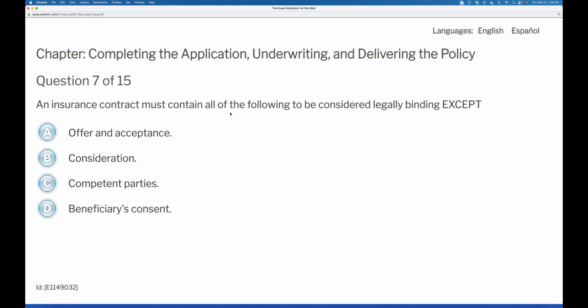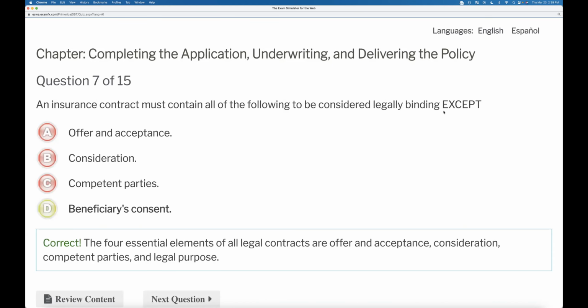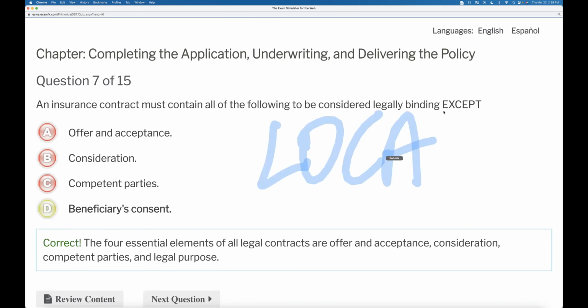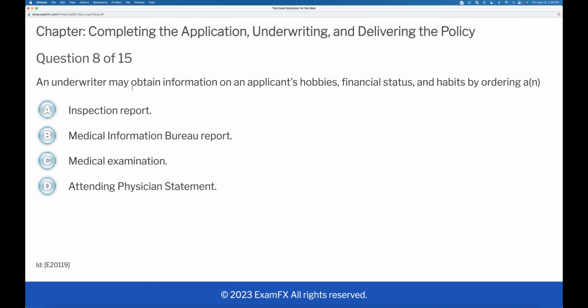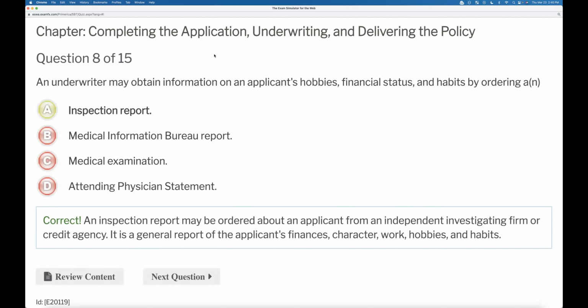An insurance contract must contain all of the following to be considered legally binding except. D, beneficiary's consent. This is coming out a lot. Perfect. I like it. You just repeat. An underwriter may obtain information on an applicant's hobbies, financial status, and habits by ordering a. Yes, inspection report. So inspection report has to do with hobbies, financial status, habits.